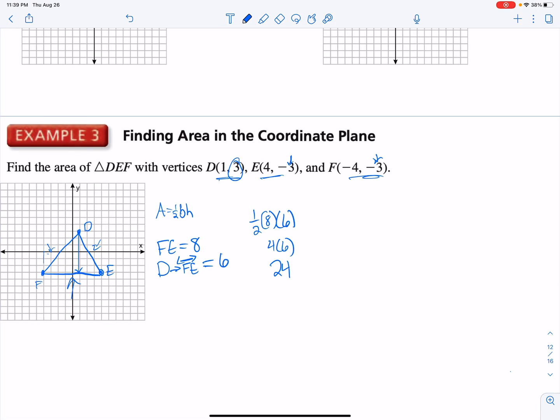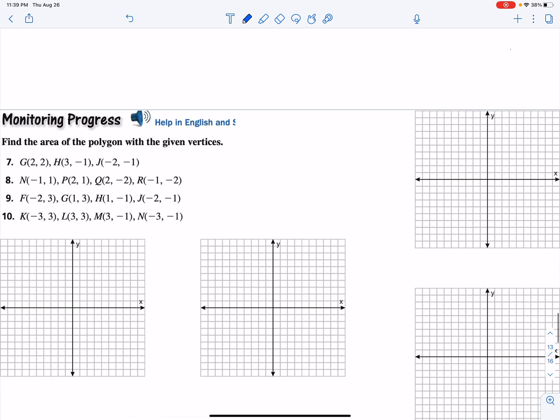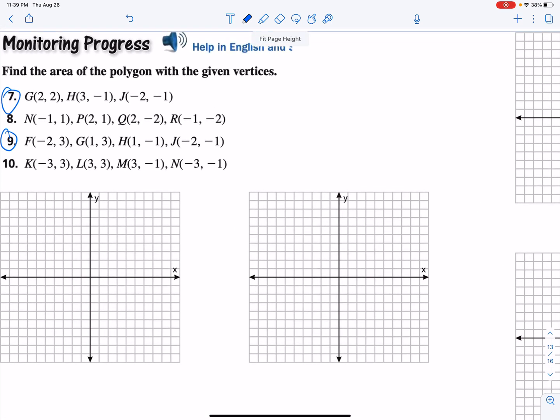Okay, so again, plot them. It helps. There's graph paper available. Again, just for the sake of time, I'm just going to do a couple of these. So I'm just going to do 7 and 9. I'm not real sure what they're going to look like, but those are the ones I'm going to do real quick. So 7 is 2, 2 for G, 3, -1 for H, and -2, -1 for J.